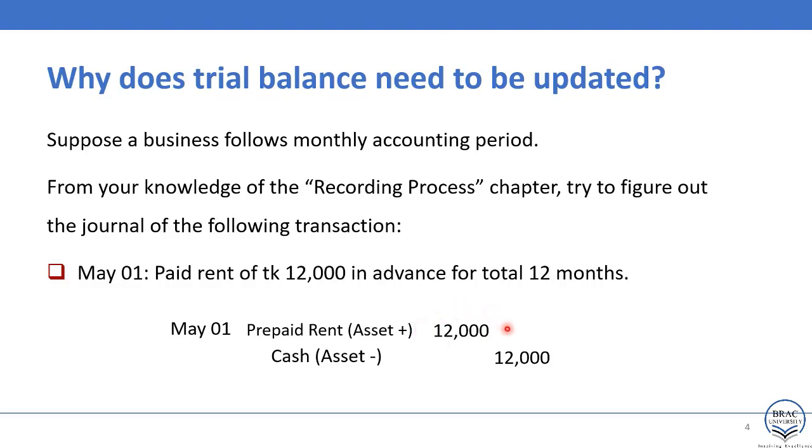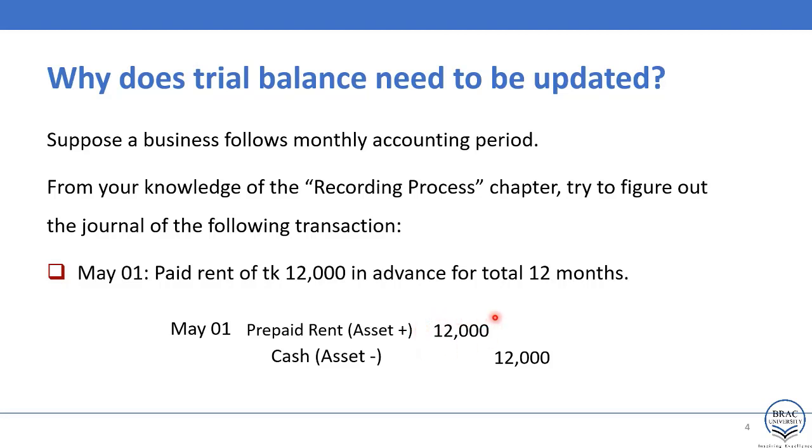But think about it, today is May 31. That means 1 month has gone by since you paid the advance rent, right? Now 1 month has gone by and you have used the rent service for 1 month. Now tell me, if anybody asks you how much asset in terms of prepaid rent you have now on May 31, will your answer be 12,000?